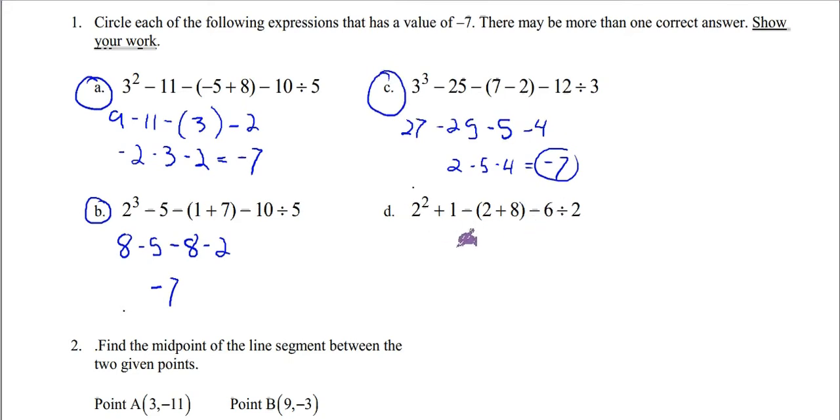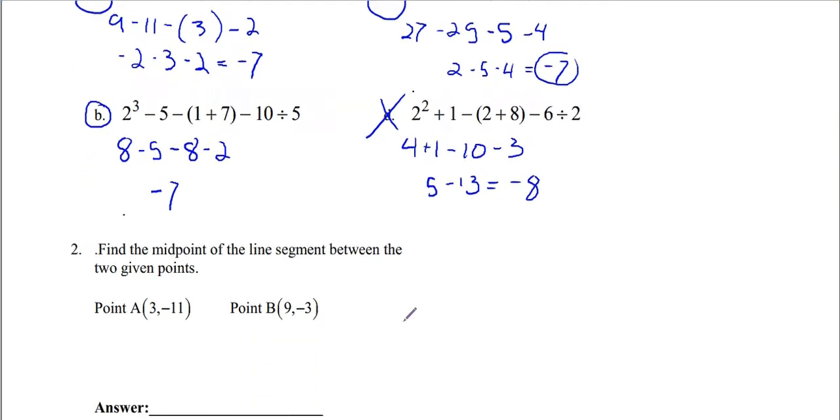I would guess that this one's not going to work, but I'll work it out. 2 squared is 4, plus 1, minus 2 plus 8 is 10, so it's minus 10. Negative 6 divided by 2, negative 3. 4 plus 1 is 5, minus, let's just say minus 13. Negative 10 minus 3 is negative 13. 5 minus 13 equals negative 8, so that's not going to work.